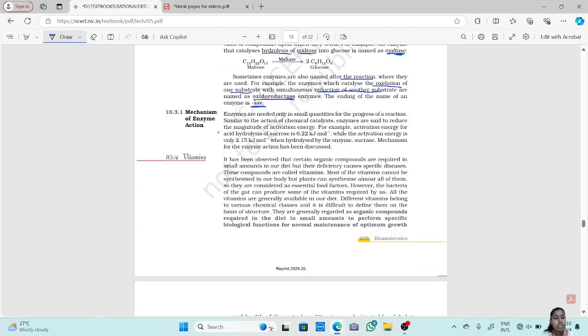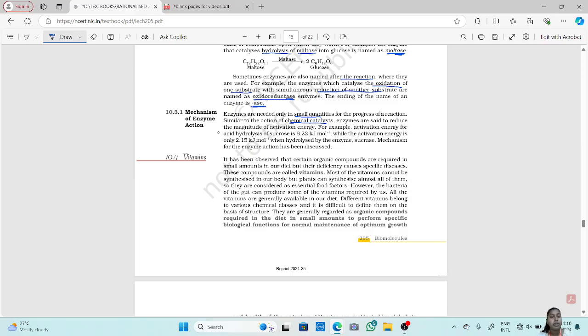Now, mechanism of enzyme action. Enzymes are needed only in small quantities for the progress of a reaction. So it is not like you have to use too much enzyme for a reaction. Enzymes are only needed in a small quantity, to progress the reaction, similar to the action of a chemical catalyst. How we use a chemical catalyst to initiate the reaction or to fasten the reaction, a similar thing is for the enzymes here.